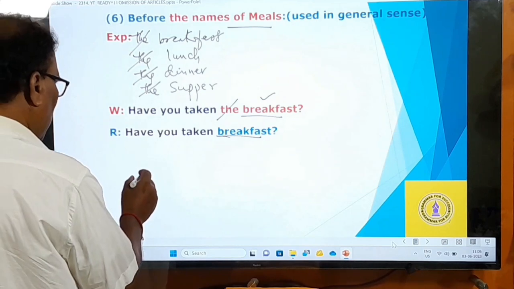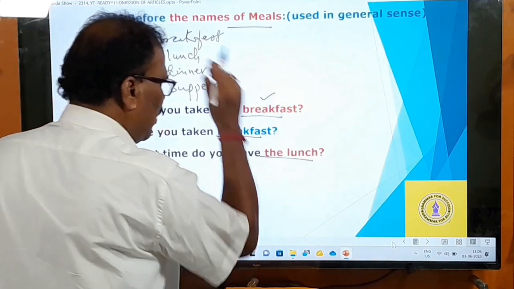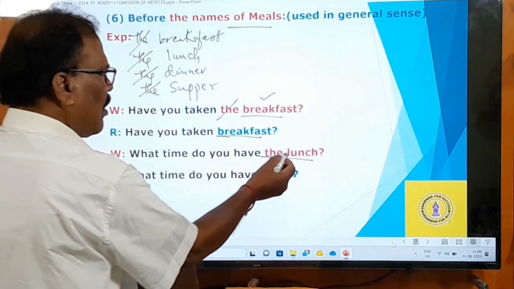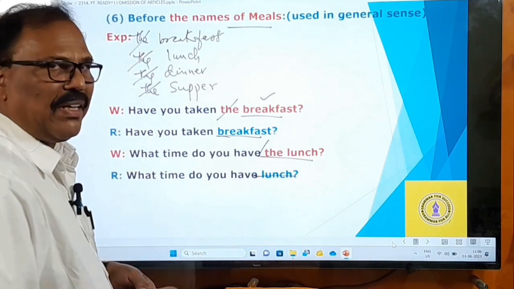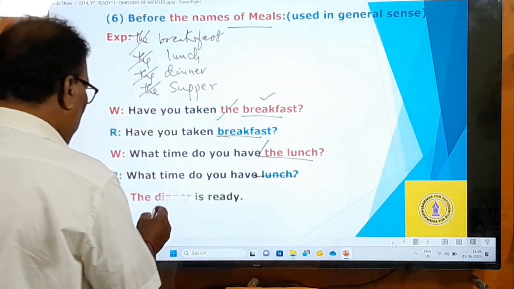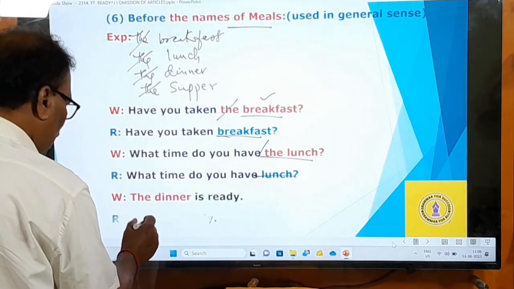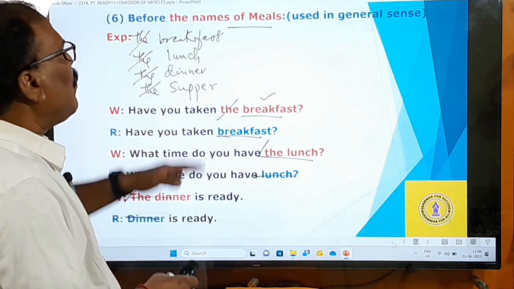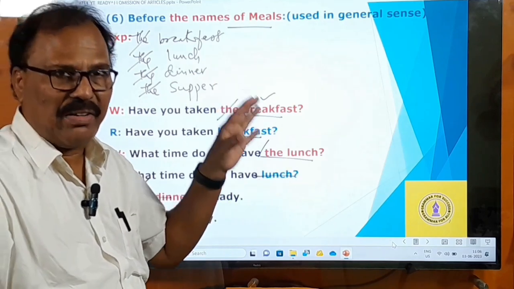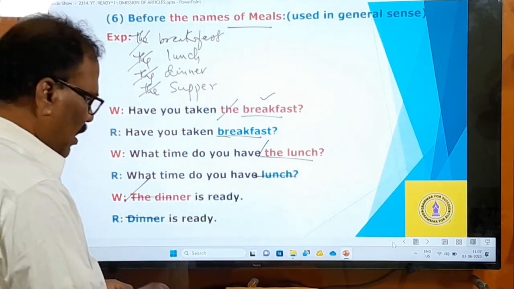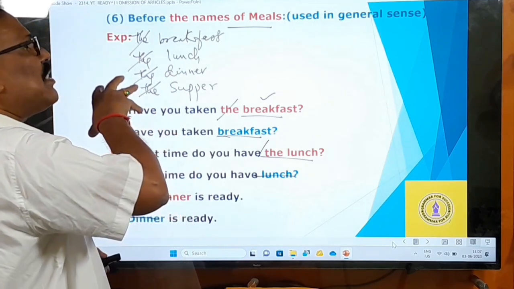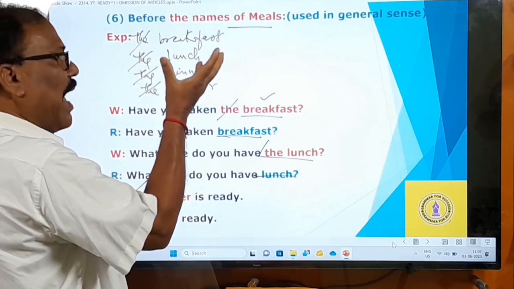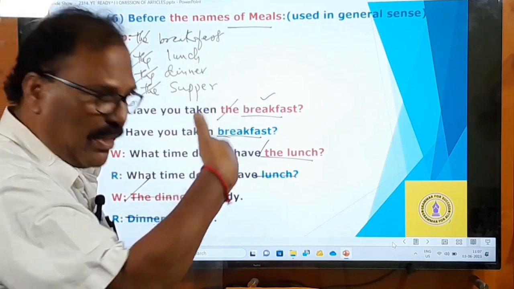And then comes, what time do you have lunch? You should not say "the lunch", but you must say "lunch", because you are talking about lunch generally. Therefore, you don't require any article before that. And then comes the last one: dinner is ready. Don't say "the dinner", but you have to say "dinner". So in this way, before the names of meals, when used in a general sense, we should not use any article, right? But when you specify them, or when you particularize them, then you can use a, an or the before them. How? Let us see them in other slides.